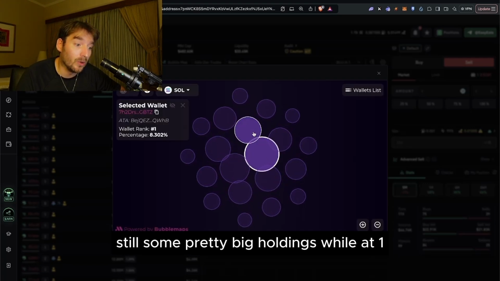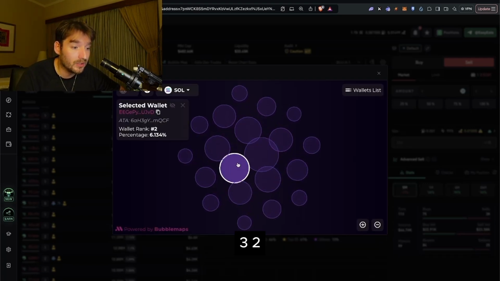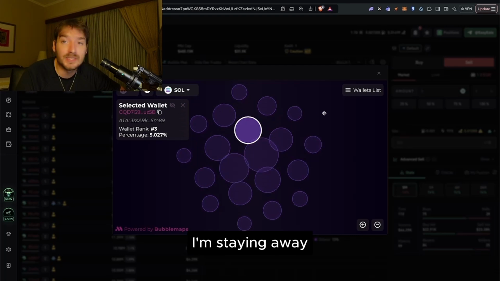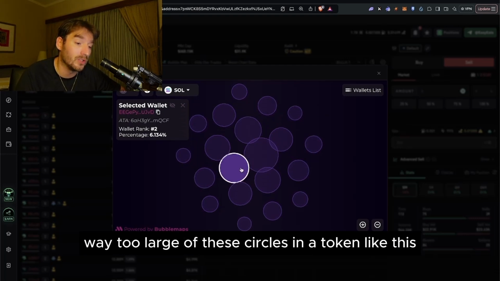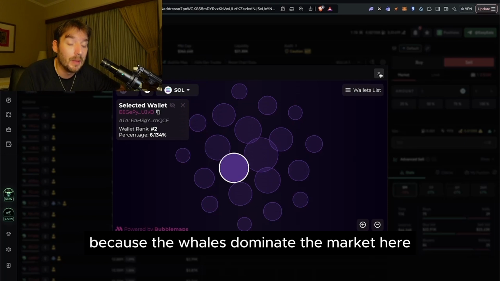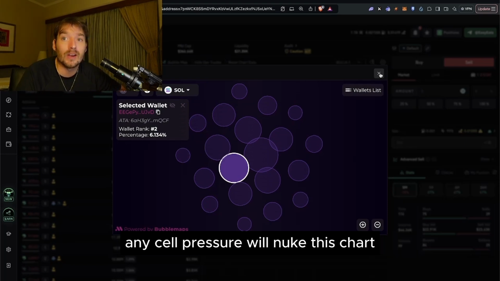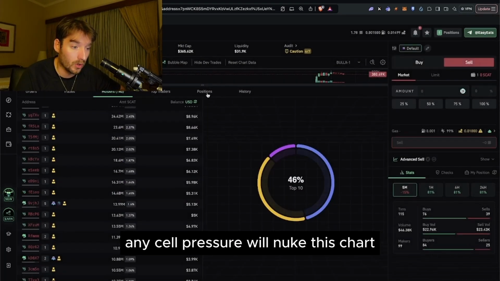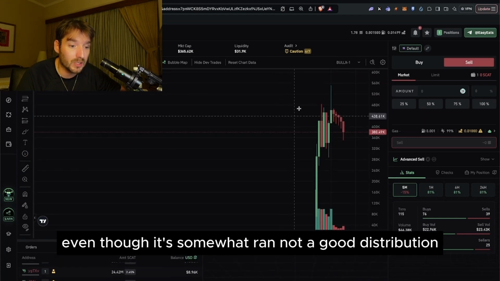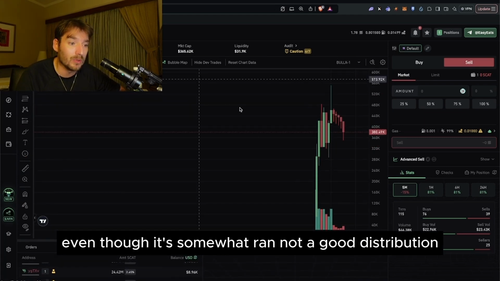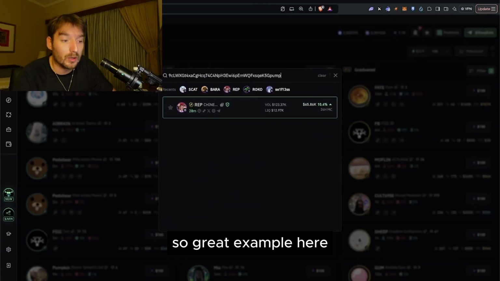Still some pretty big holdings. Wallet 1, 3, 2 own 20%. I'm staying away. Way too large of these circles in a token like this. Because the whales dominate the market here, any sell pressure will nuke this chart. So I'm staying away from this, even though it's somewhat ran. It's not a good distribution. You want quality distribution.